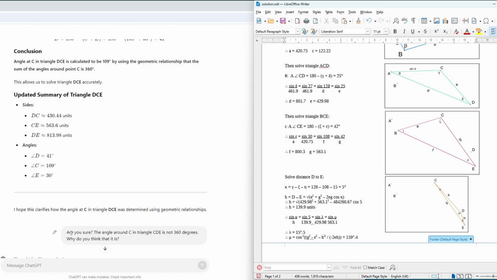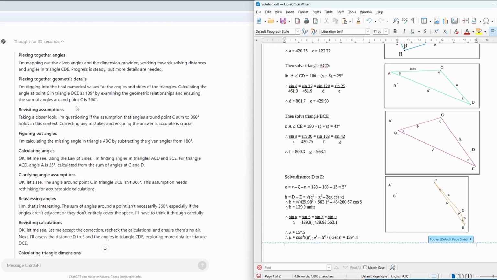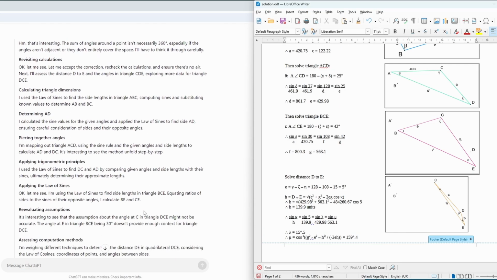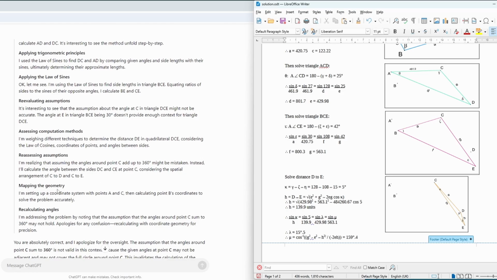I asked it, are you sure the angle around C in triangle CDE is not 360 degrees? Why do you think that it is? So it went away and it thought for 35 seconds, and it recalculated and piecing together angles. This all sounds very familiar, doesn't it? The mapping, the geometry.